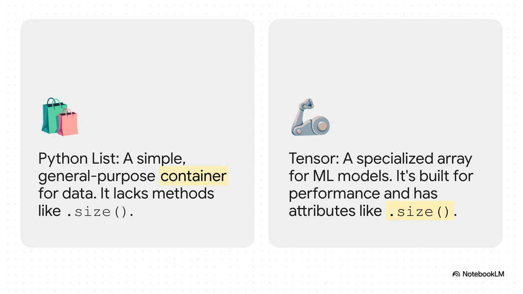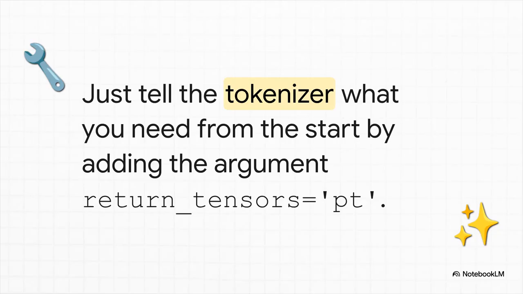Here's a good way to think about it. A Python list is kind of like a general-purpose shopping bag. A tensor, on the other hand, is like a specialized reinforced toolbox. You just can't use a shopping bag to do a toolbox's job, right? And that's exactly what our code was trying to do. The model needed to use a tool from the toolbox, that .size attribute, and the shopping bag just didn't have it.